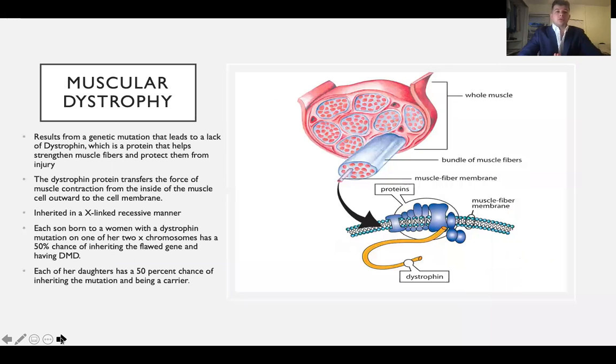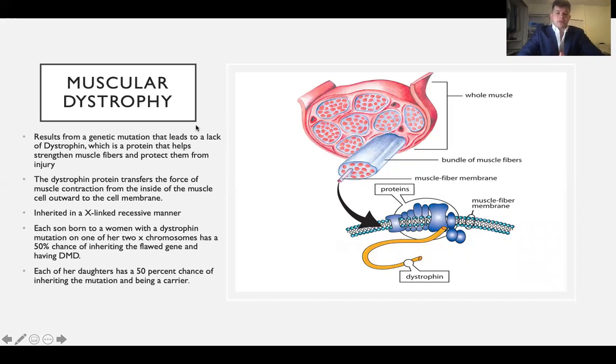So, MD results from a genetic mutation that leads to a lack of dystrophin, which is a protein that helps strengthen muscle fibers and protect them from injury. The dystrophin protein transfers the force of muscular contraction from the inside of the muscle cell outward to the cell membrane, like you see here.